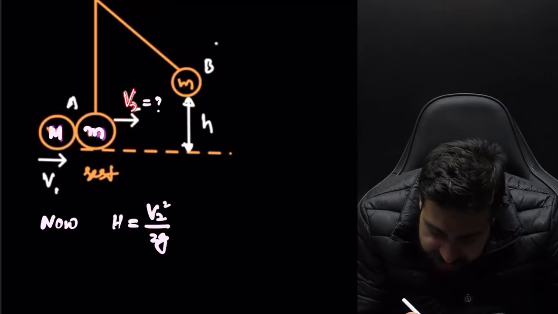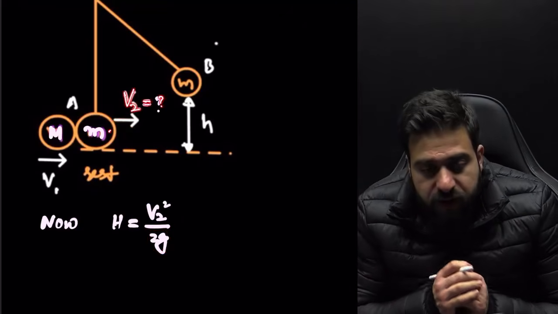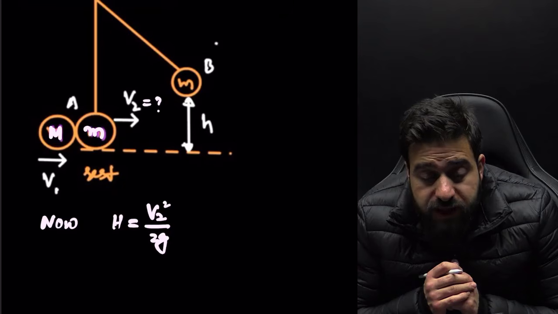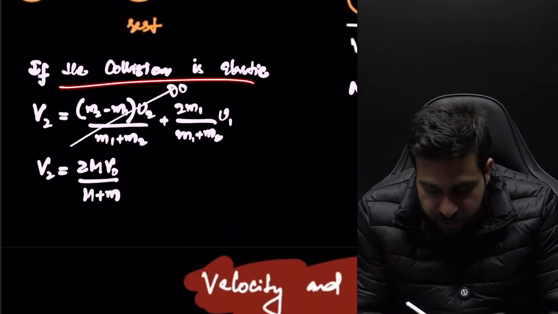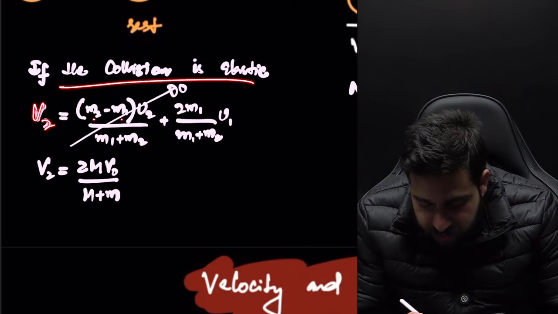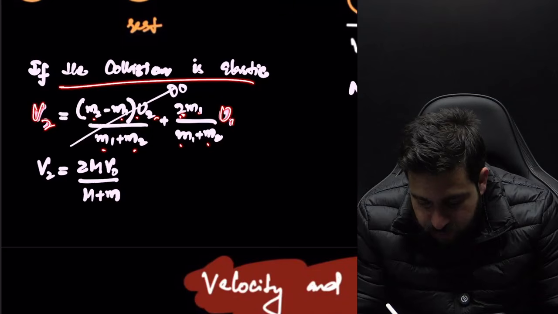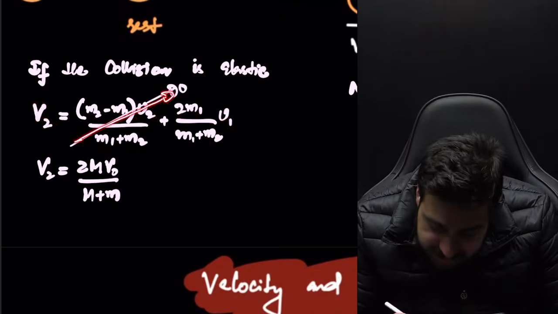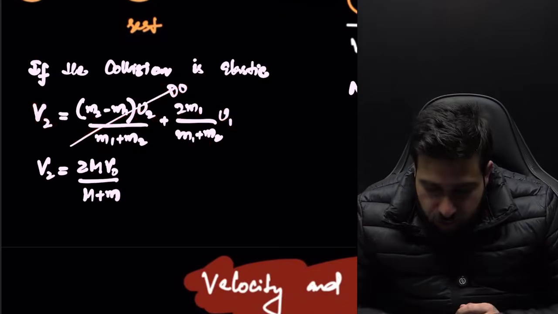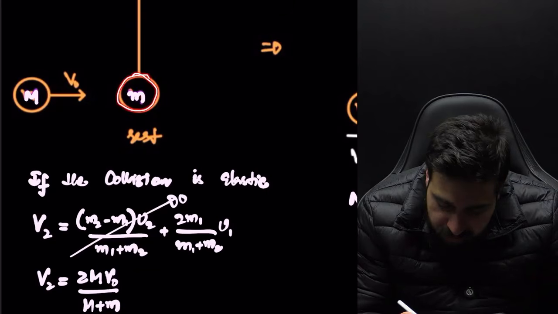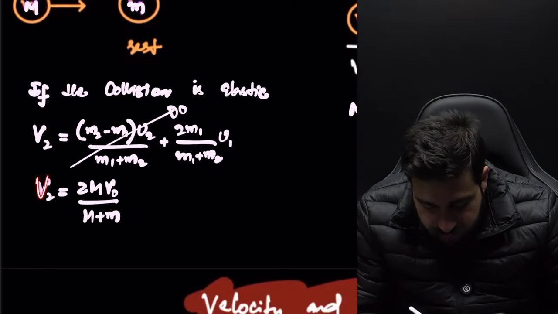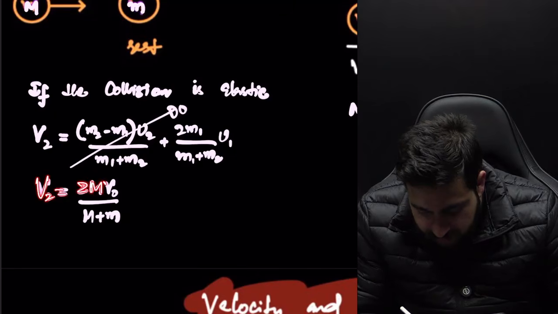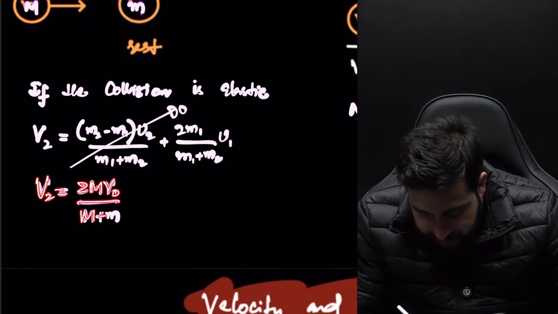Now you need to find this v2. How can we find v2? If the collision is elastic, how do we find the velocity after the collision? Use this formula: v2 is equal to (m2 minus m1) into u2 upon (m1 plus m2), plus 2 times m1 upon (m1 plus m2) into u1. This first term will be 0. Why? Because the initial velocity of the second mass is 0. So u2 is 0, and this term becomes 0. So v2 will be 2 times m into v naught divided by capital M plus small m.